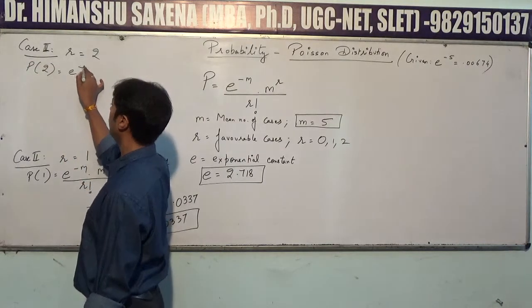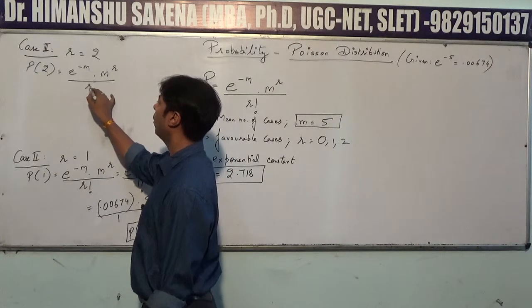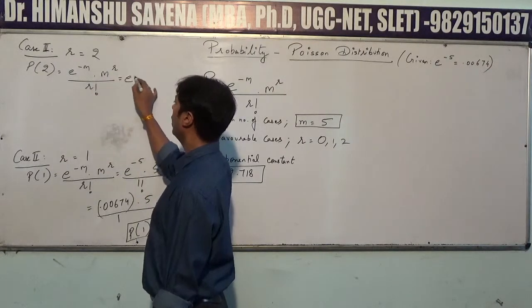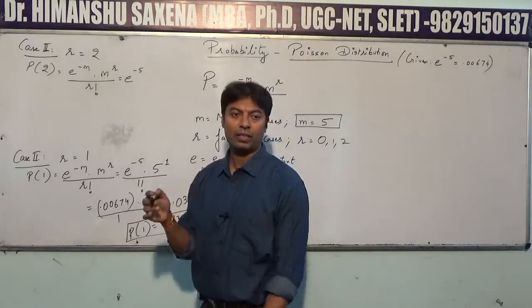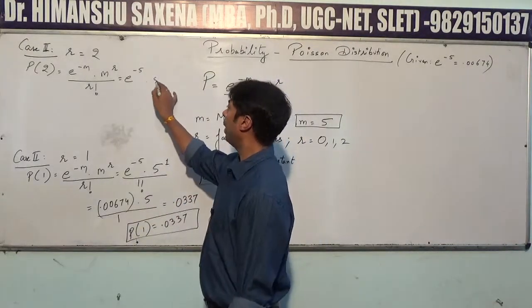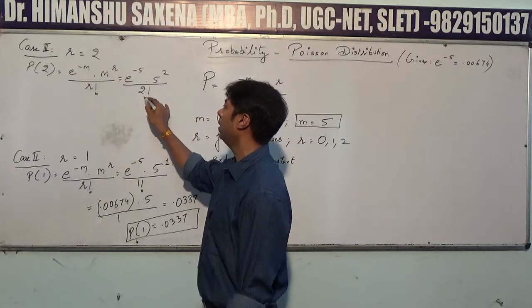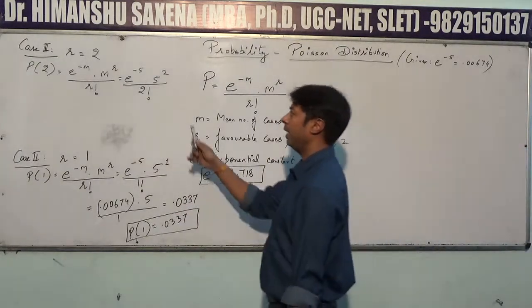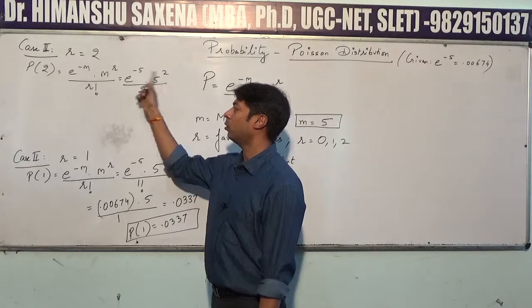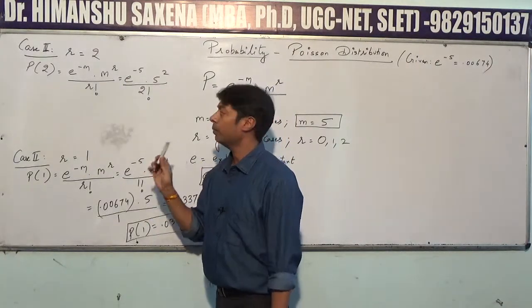That is e to the power minus m, m raised to the power r upon r factorial. Now m will remain 5. In this particular question, the mean number of cases is 5. Then 5 raised to the power 2 whole divided by 2 factorial. e raised to the power minus 5, then 5 raised to the power 2 upon r factorial. r factorial is 2 factorial.